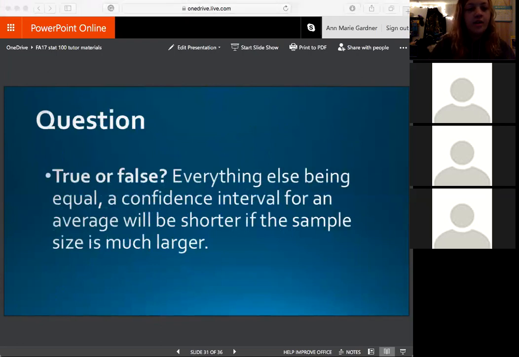Okay, so a question about confidence intervals. True or false: everything else being equal, a confidence interval for an average will be shorter if the sample size is much larger. So try this one out and we will go over it again.